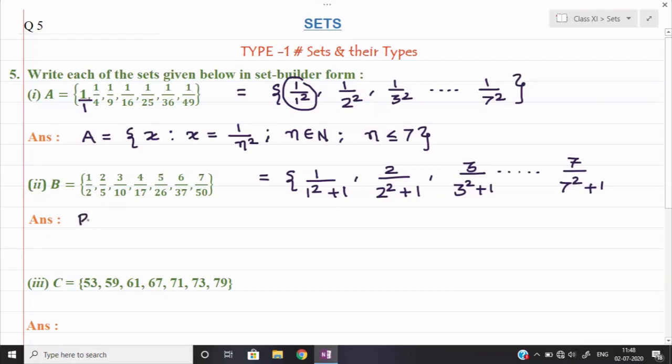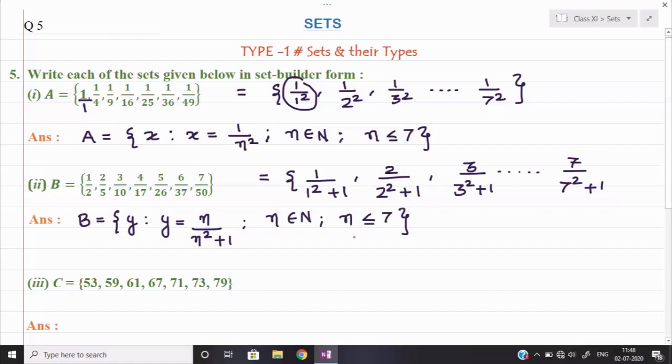Set B is equal to, I will say, I have the element y such that y is equal to, now observe this pattern. This 1 and 1 coming in the form of square is only going to change each and every time. So that I will write down as one variable n upon n square plus 1, where n you can take any natural number, but the value of n will be less than or equal to 7.